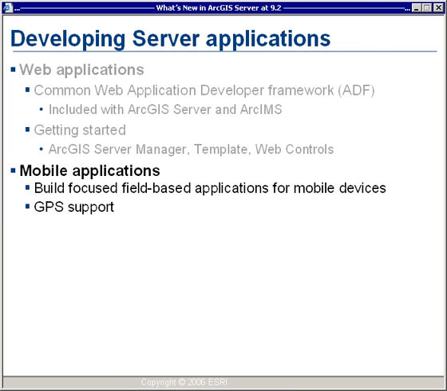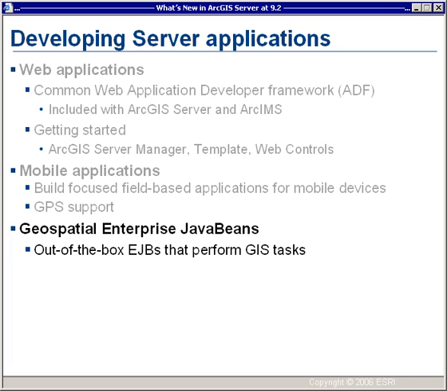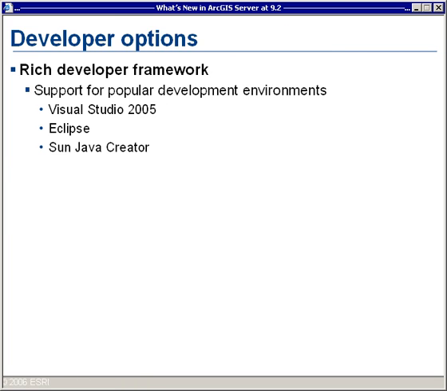Creating mobile applications is new at 9.2. This is only available with the .NET version of ArcGIS Server. This allows developers to build mobile applications that can be deployed on mobile devices. For the Java developers, Java developers can now leverage out-of-the-box geospatial enterprise Java beans. These out-of-the-box EJBs perform GIS tasks in the application.